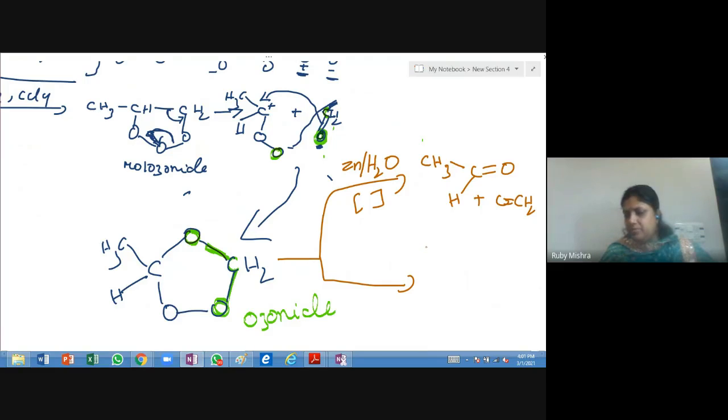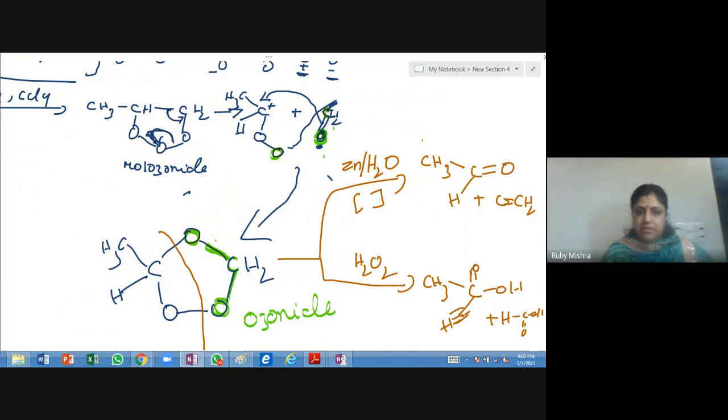And if we have oxidative cleavage, which takes place in the presence of H2O2, then we will be getting CH3COOH plus HCOOH. So the cleavage will take place like this, like this. This is the mechanism for ozonolysis.